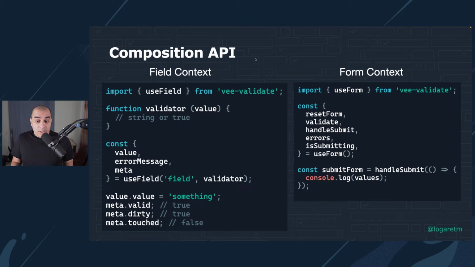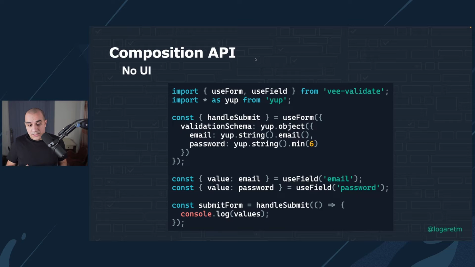For the form, you can use useForm. Again, these are the most common things that people use in that API, which are resetForm, validate, handleSubmit, errors, and submitting. So yeah, it gives you access to a bunch of cool stuff. And how it works really is when you call useField, vee-validate creates a field in that component's context. So that component that called useField can be treated as a field. Same thing for forms. The component that called useForm can be treated as a vee-validate form. And this will come in handy in the next example.